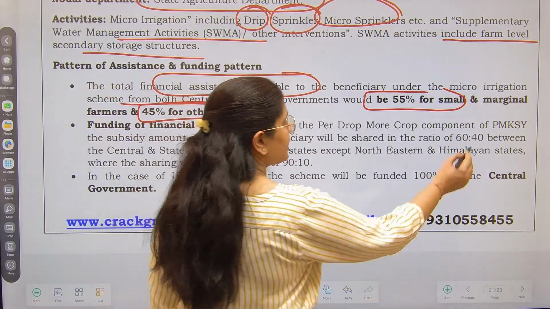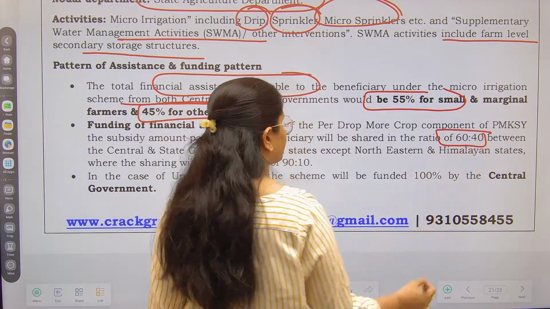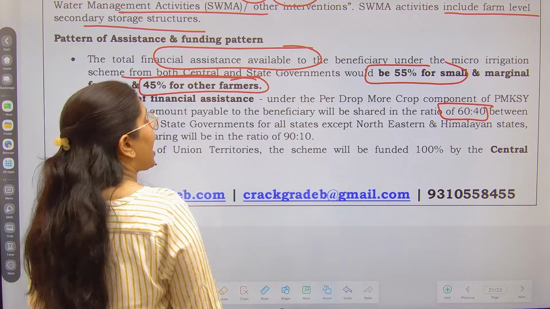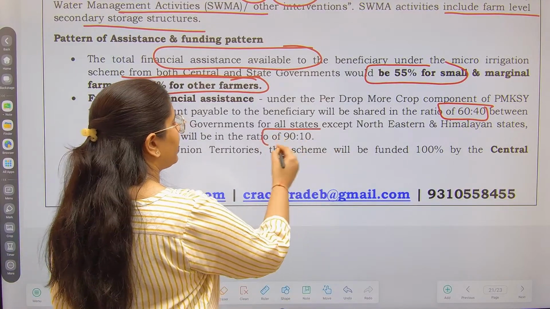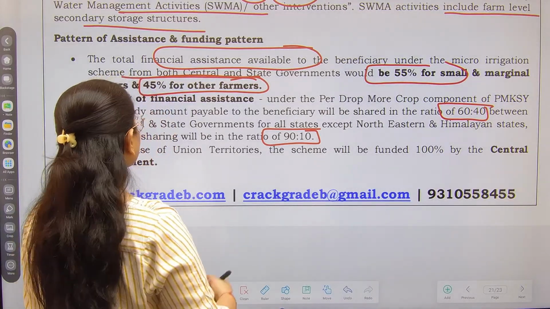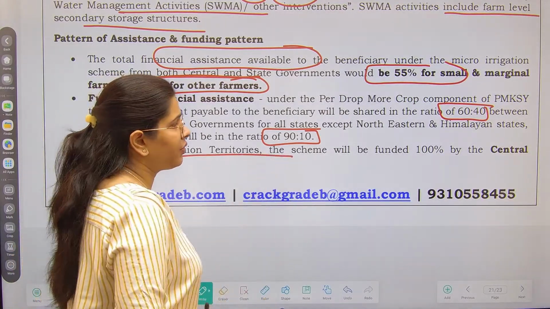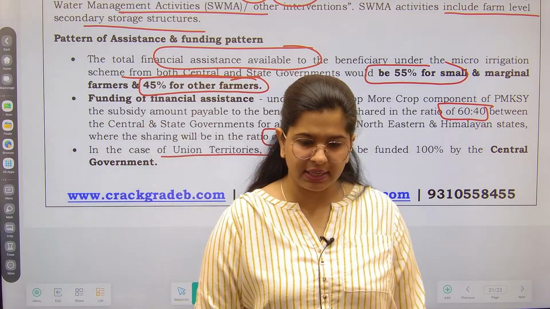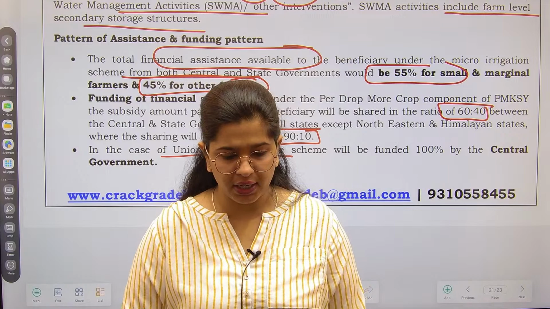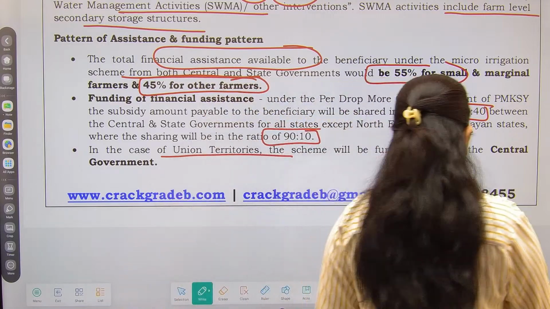Next is funding of financial assistance. Same for other states, it is 60-40. It is going to be 60-40 between central government and state government, and for northeastern states and Himalayan states the ratio is 90:10. Union territories are managed by the central government always, hence 100% funding will be provided to union territories under this particular scheme.